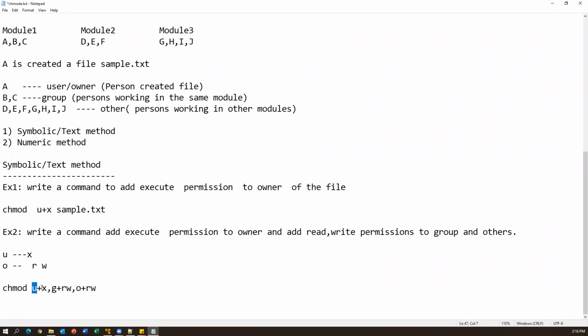So user or owner is having execute permission. Groups is having read and write permission. Others also having read and write permission.